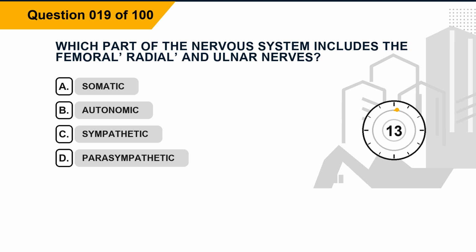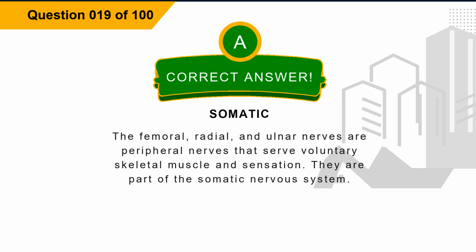Question 19. Which part of the nervous system includes the femoral, radial, and ulnar nerves? Option A, somatic. Option B, autonomic. Option C, sympathetic. Option D, parasympathetic. The correct answer is option A, somatic. Explanation: the femoral, radial, and ulnar nerves are peripheral nerves that serve voluntary skeletal muscle and sensation. They are part of the somatic nervous system.